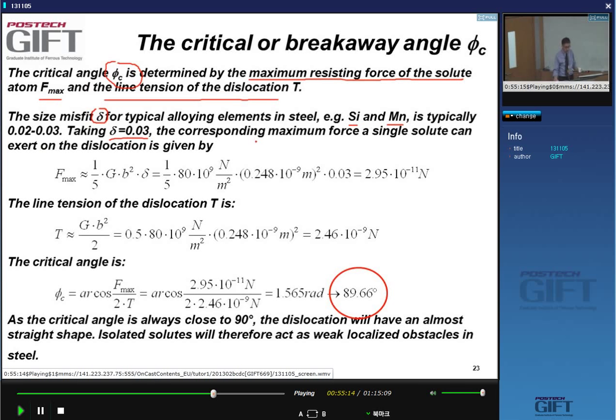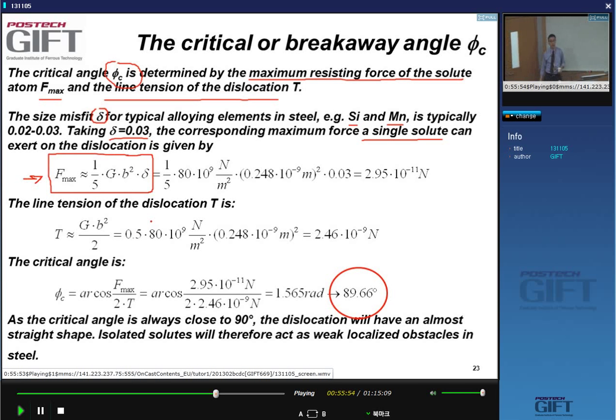So what is the force now that a single solute, a single manganese atom, will exert on the dislocation? This you have to accept from me: F max is 1/5 G b squared times delta. I haven't proven it now, we'll show it later, but we need some formula for F max if we want to calculate a critical angle. And actually this is a very useful formula if you are ever doing this kind of calculation.